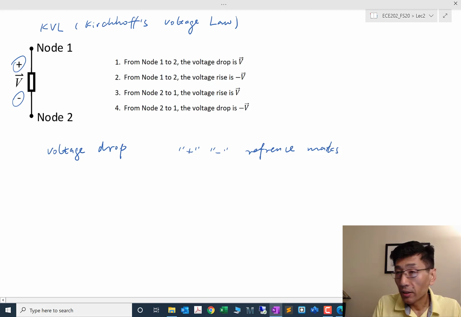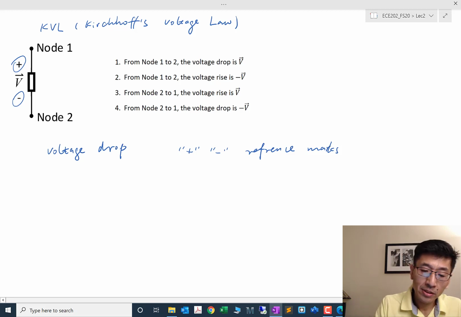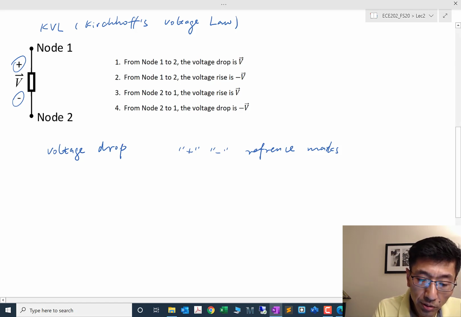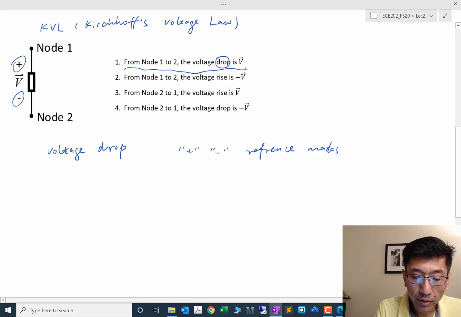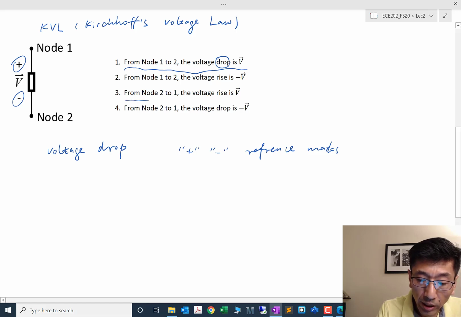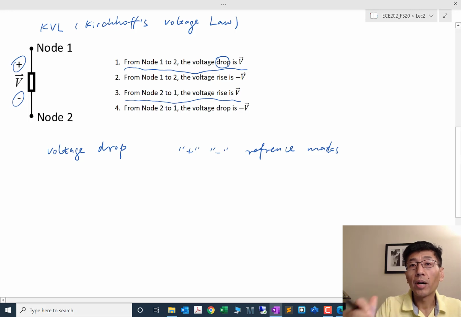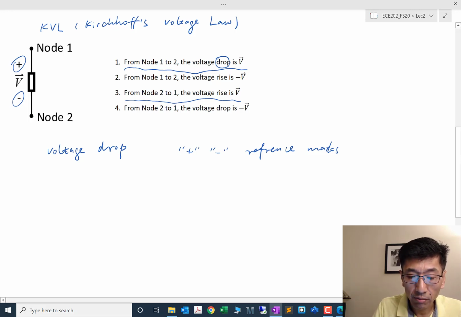I mean, because in this case we have phasors, right? So these are not even real numbers, but these are reference marks. With these reference marks defined, we can tell from node 1 to node 2 the voltage drop is V. Okay? And you can also see the other way, from node 2 to node 1, that is the voltage rise. The voltage rise is V.